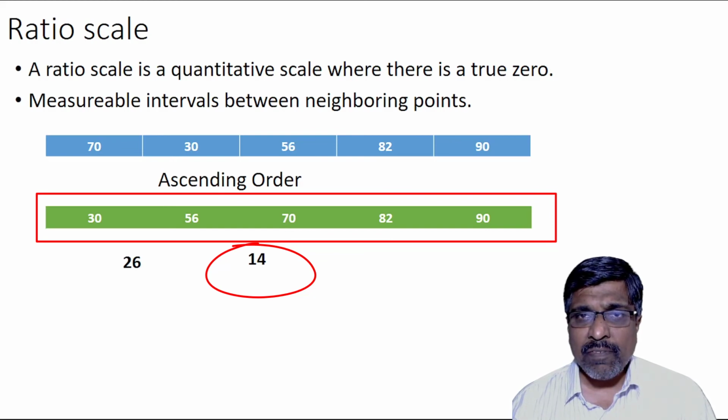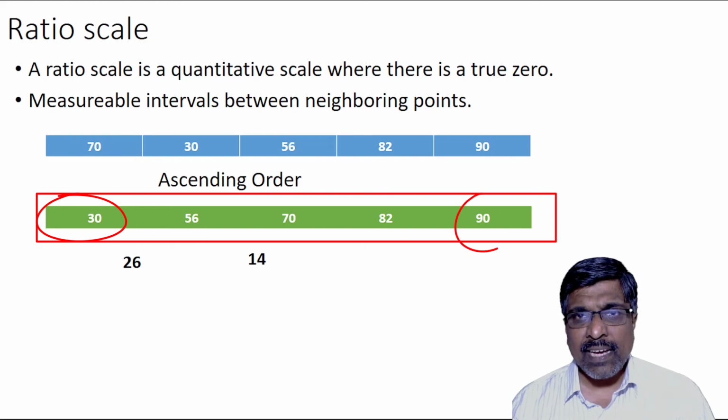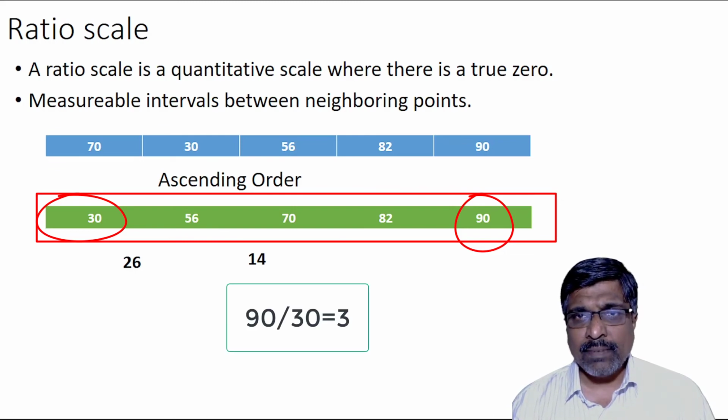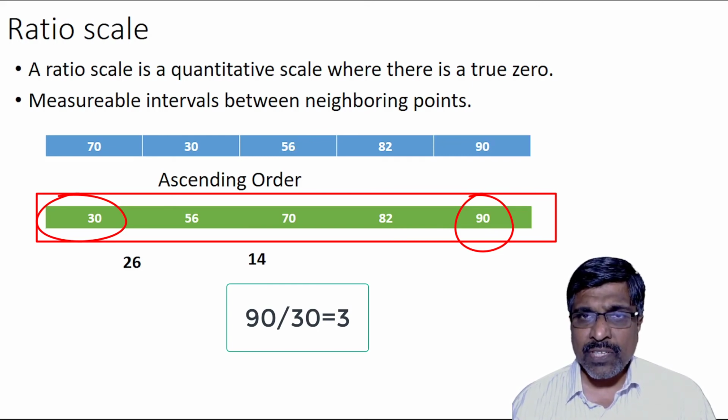Now what is the meaning of a ratio here? In this particular list of marks, you know that 30 is the least marks and 90 is the highest marks, the maximum marks. So I can find the ratio where I'm going to find out 90 by 30. That means I'm going to get a value called 3. What does it mean? It means that the person who has got the maximum marks has scored 3 times more than the person who has got the least marks. So there is a kind of ratio which I can deduce from this ratio scale.